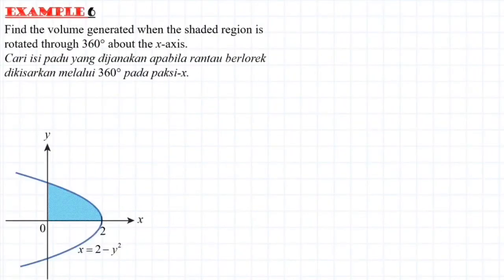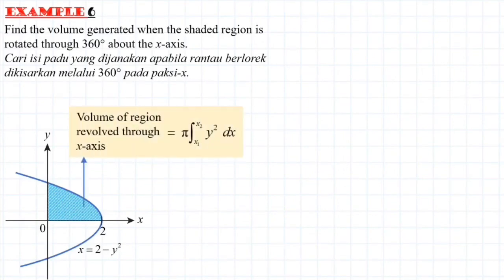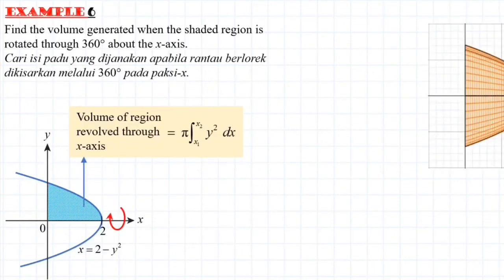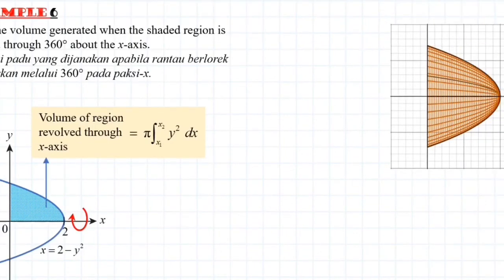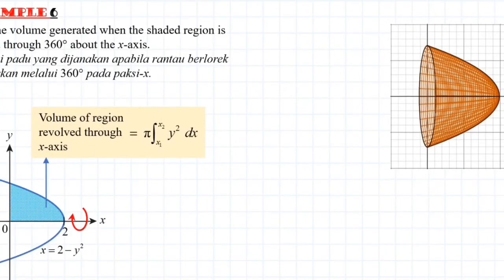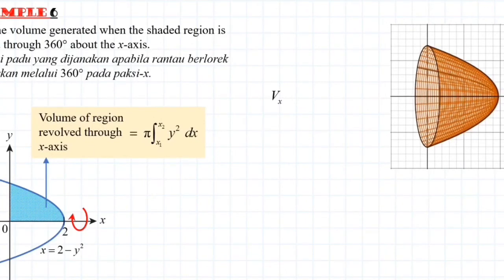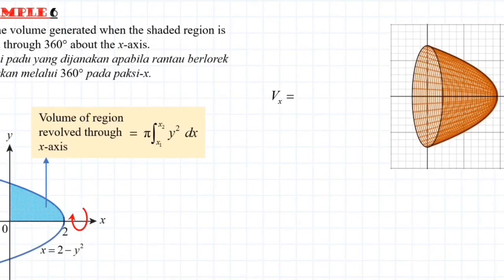Okay, for the next example, this one is also the area under the curve and bounded by the x-axis. So next we will discuss one more example, which is to find the volume generated when the shaded region is rotated 360 degrees about the x-axis. Okay, so the same thing, we will write the formula first. V equals pi integrate from x1 to x2 of y squared dx.